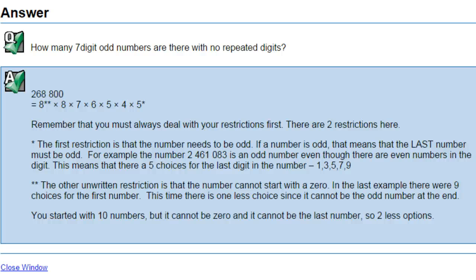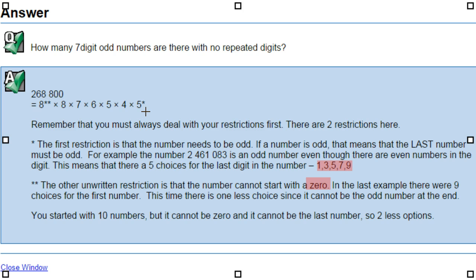So, 7-digit odd numbers. Let's see how we solve this one. There are 2 restrictions here. The first is that we are always dealing with odd numbers. That means the last digit can only be 1, 3, 5, 7, or 9. And the other restriction is that our number cannot start with a 0. So how do we approach this question? I recommend in this case that you first look at the 5 choices for the digit in the last number and use that first. So in this case, we've got 5 as our limiting factor.